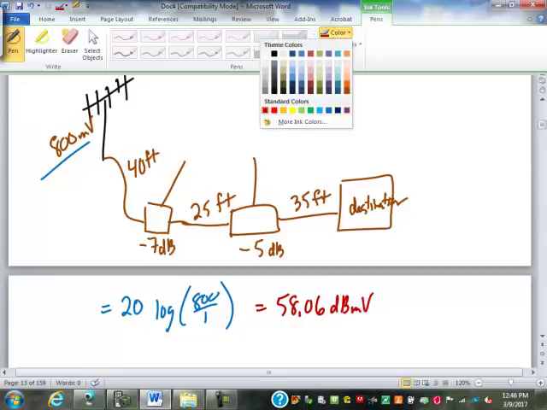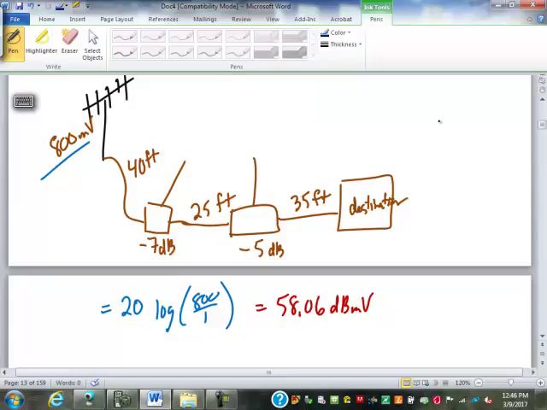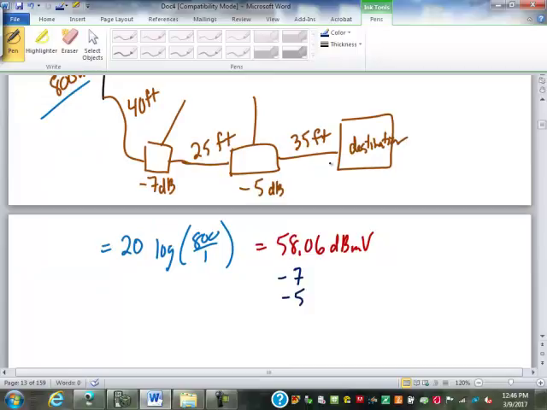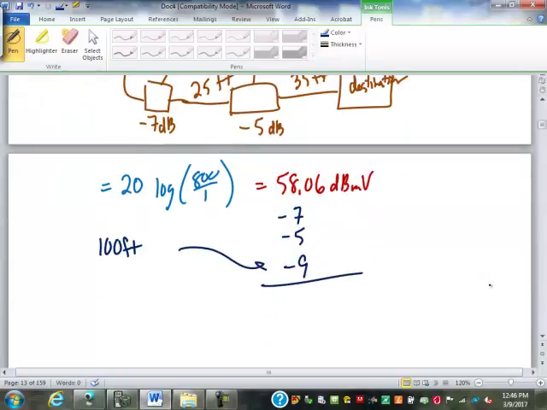So now I'm looking at this system. We don't have to go piece by piece here. Yeah, we've got the negative 7, negative 5, and then we've got our footages. That adds up to, what, 100 feet? So we know that's just going to be a negative 9. So is that 16.21? So that takes us down to 37.06 dB.